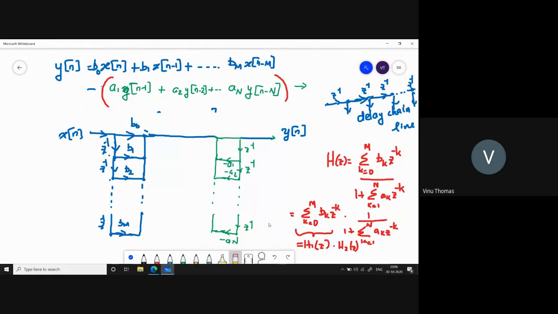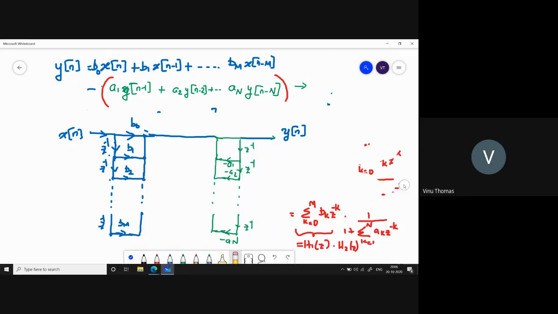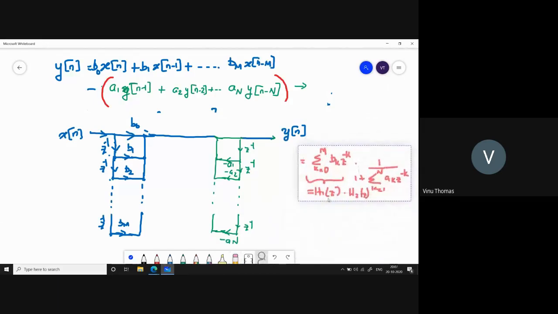Okay, so we'll just rub off whatever we have here. This is no longer relevant, so we'll rub this out. You only require whatever is written now. So this is H(z), which you can write as H1(z) into H2(z).